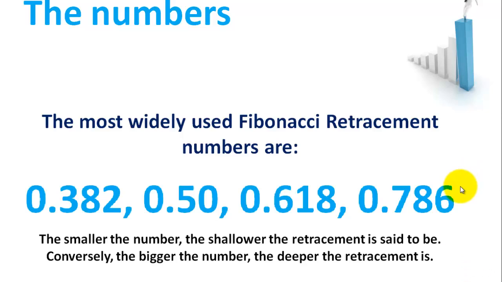But the smaller the Fibonacci number being played, the shallower the retracement is said to be. And on the flip side, conversely, the bigger the number which price action interacts with, the deeper the retracement is said to be.